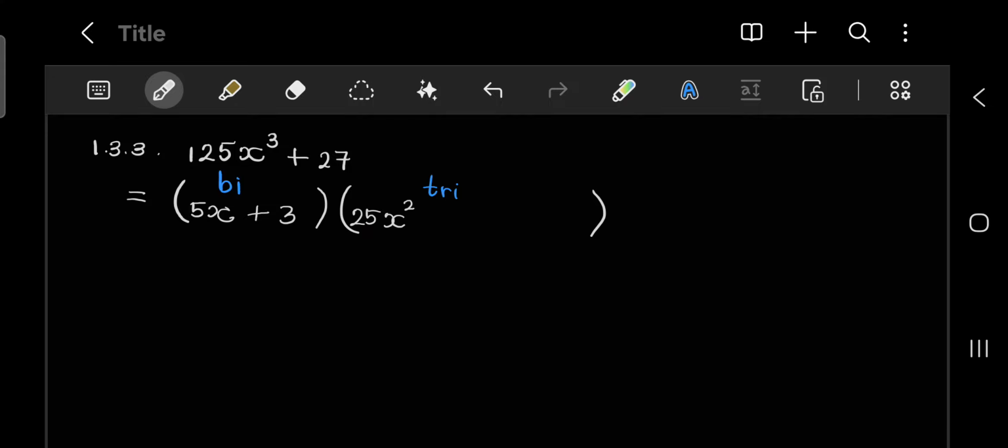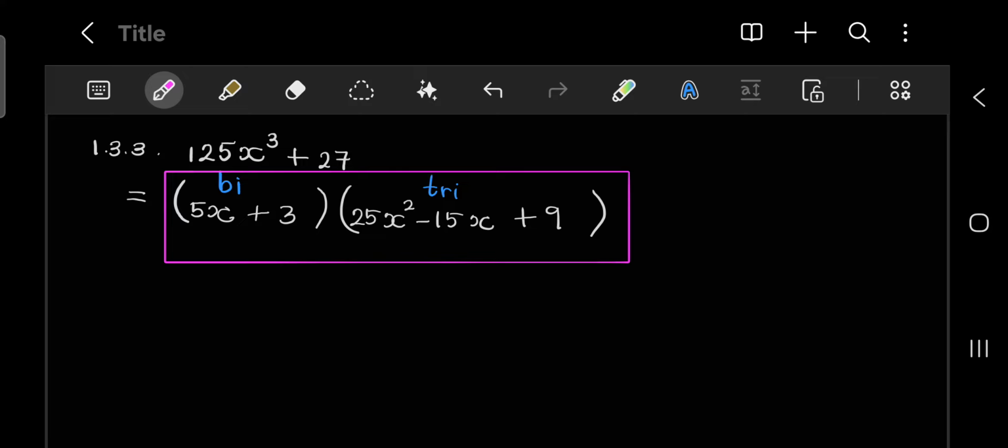To get the middle term, you are going to multiply both terms together and change the sign. 5x times positive 3 would be positive 15x, but we are going to change the sign, so that is going to give us negative 15x. And to get the third term, we are going to square the second term. So positive 3 times positive 3 is positive 9. And that would be the answer to this question.